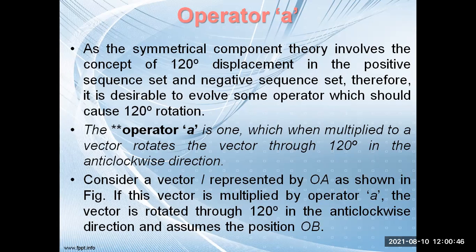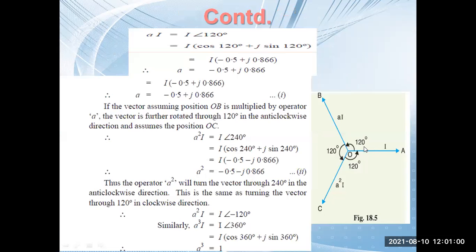Let us understand how it happens. Consider a vector represented as shown in the figure. If this vector is multiplied by the operator A, the vector is rotated through 120 degrees in the anti-clockwise direction and assumes a new position. So this is I. When you multiply A with I, it will take the position of this one.